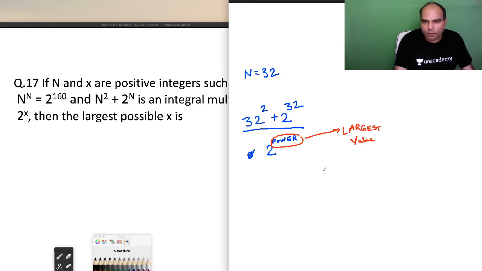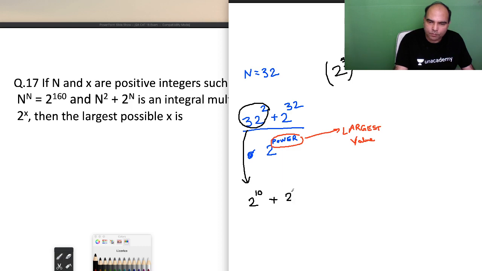So when you solve this question, what will happen here is that 32 raised to 2 can be written as 2 raised to 5 whole square, which means this part of the equation is 2 raised to 10 plus 2 raised to 32, the numerator, and this I am dividing by 2 raised to x. So the transformation that will happen here is that the numerator will be 2 raised to 10 into 1 plus 2 raised to 22.